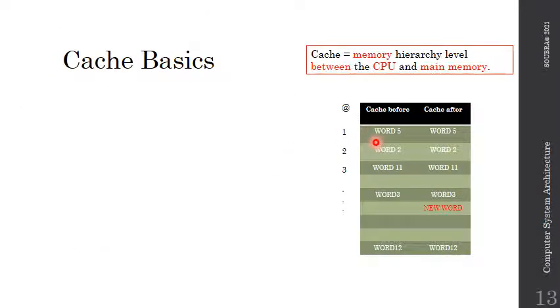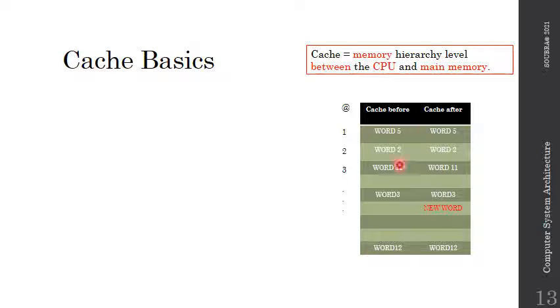Alright, so here I'm trying to define the things that I talked about earlier. A cache is the first thing that the CPU sees when it comes to the memory hierarchy, and it's in between the CPU and main memory. So it's that level between the two.